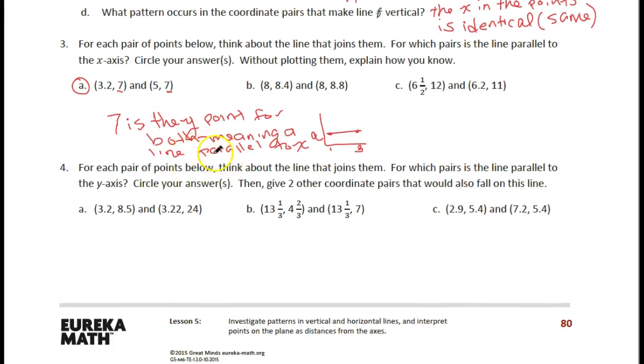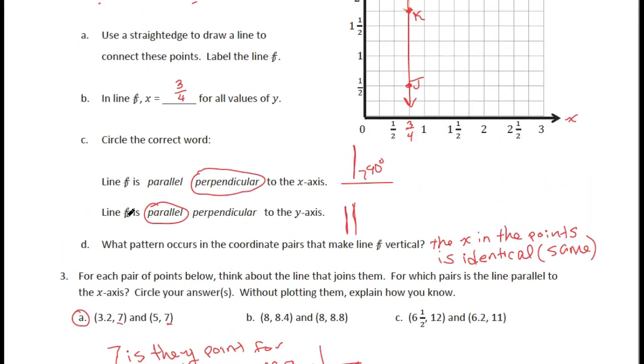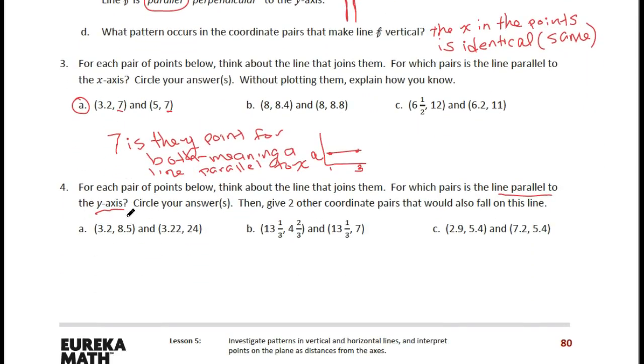For each of the points below, think about how the line that joins them, for which pair is the line parallel to x. Or sorry, to y. Misread that. So it's going to be parallel to the y. So it's going to be a vertical line, right? Because y is vertical. So these ones, just like this one that we did here, remember? The x's were the same, and it got our vertical line. So this time we're going to be looking for x's that are the same.